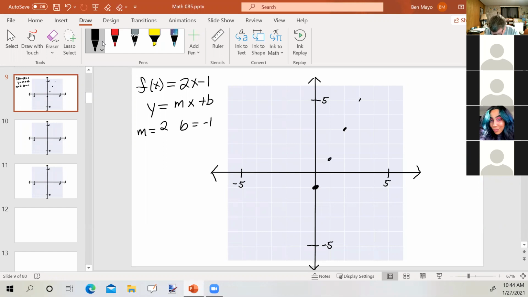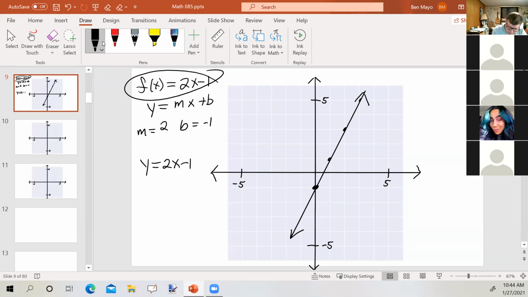And then we will draw a line through those points. And there is the graph of f of x equals 2x minus 1. It's the same graph as if we graphed y equals 2x minus 1, because recall, f of x is the same as y. We just use that notation when it's a function. All right? Any questions about that equation, about that graph of that function?